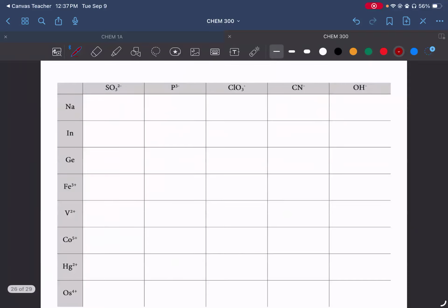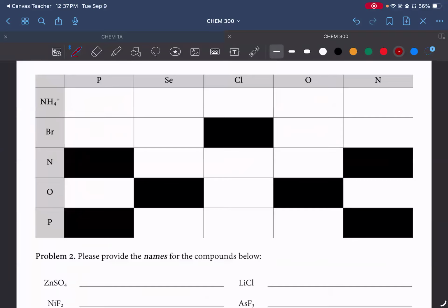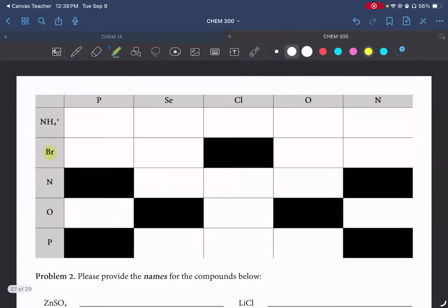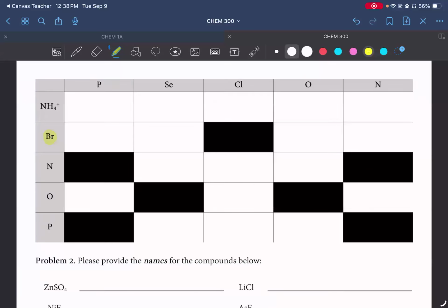I would like to do row 2 from page 4, specifically the one with the bromine. All right, first things first, notice on this page, there are a couple cells that are blacked out. That means you cannot get the formula for those because they're in the same group. There's no way for you to know which one's a cation, which one's the anion. So the blacked out cells, you're not responsible for, you don't need to do.